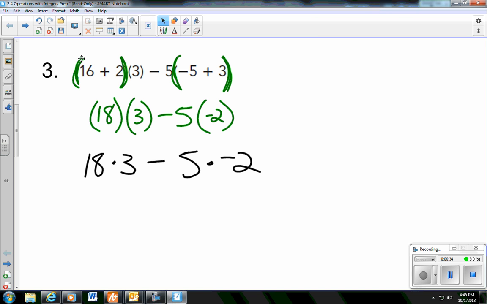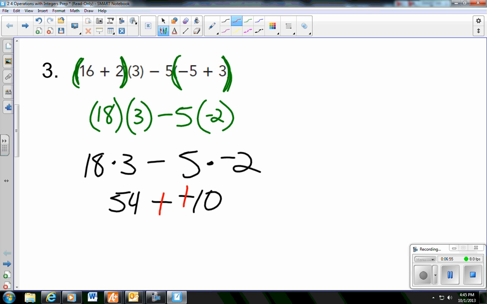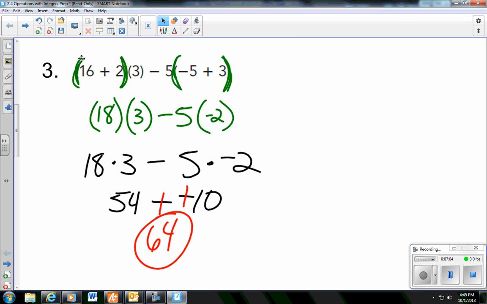So if we follow PEMDAS, we should do the 2 multiplications first. So we will do 18 times the 3, and we'll get 54, minus the 5 times the negative 2 is negative 10. Now we have the subtraction problem left, and we do our leave, change, opposite, and we get 64. 54 positives plus 10 positives is 64 positives. There's your answer for number 3.